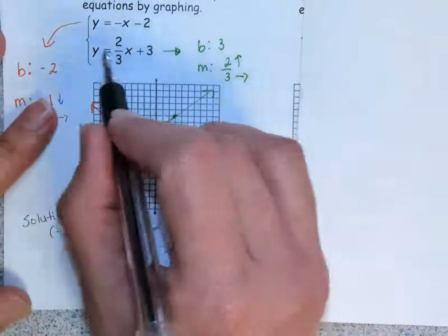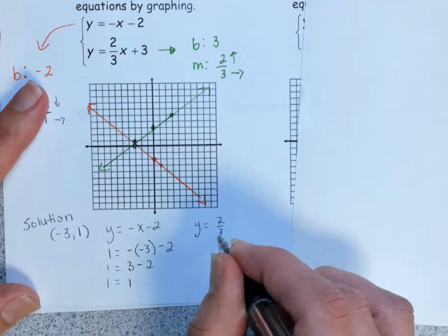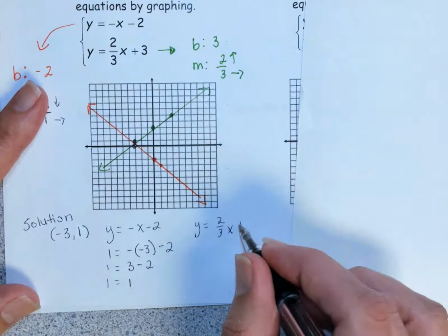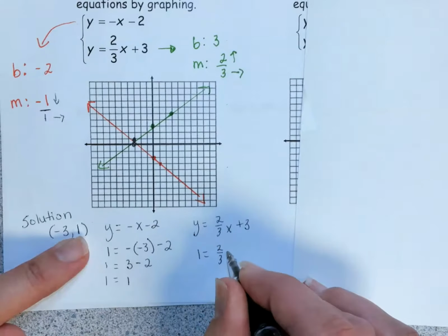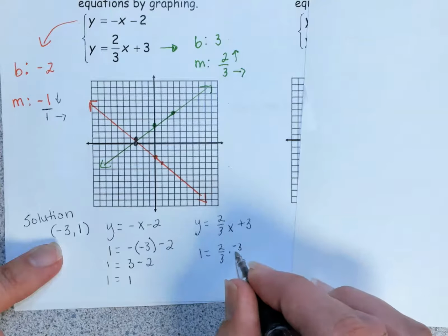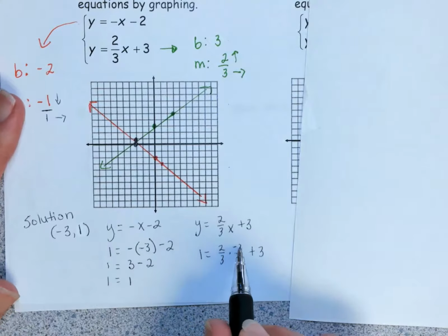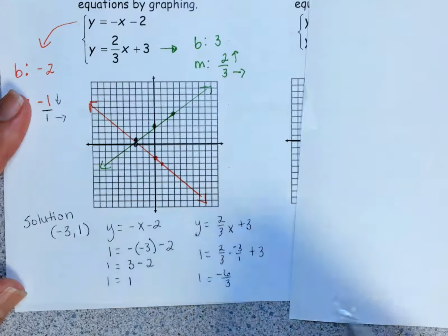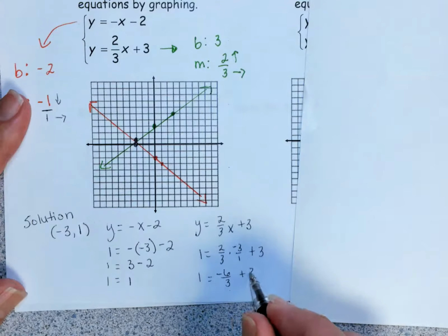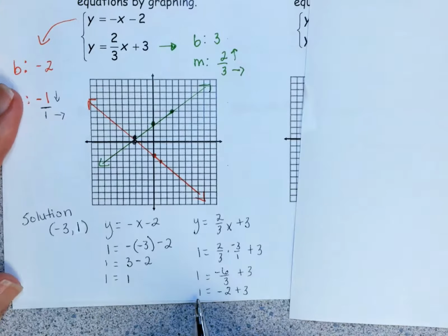I'm going to do this with this other equation here. I'm going to take y equals 2/3 x, that's times x because they're next to each other, plus 3. So y is 1, 2/3 times negative 3. Put it over 1 as a fraction. When I multiply this, I get negative 6 on top over 3. Still have the plus 3 at the end. Negative 6 divided by 3 is negative 2. Negative 2 plus 3, and negative 2 plus 3 is a 1 also.